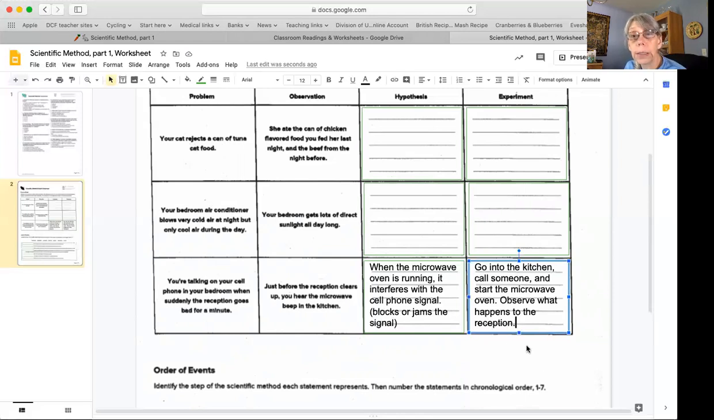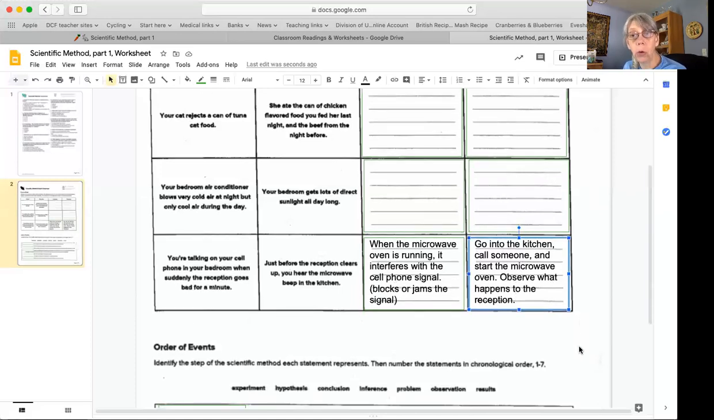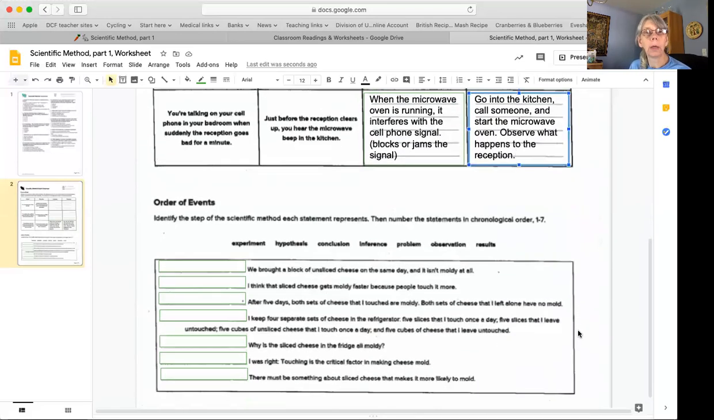Want to know a secret? Microwave ovens heat food by producing microwave energy. Cell phone signals are made of microwave energy. So what do you think is going to be the result of this experiment? Good. I knew you would figure that out. All right.